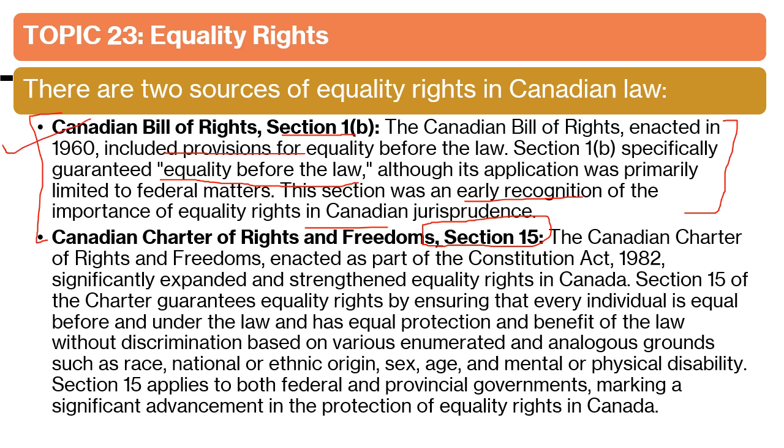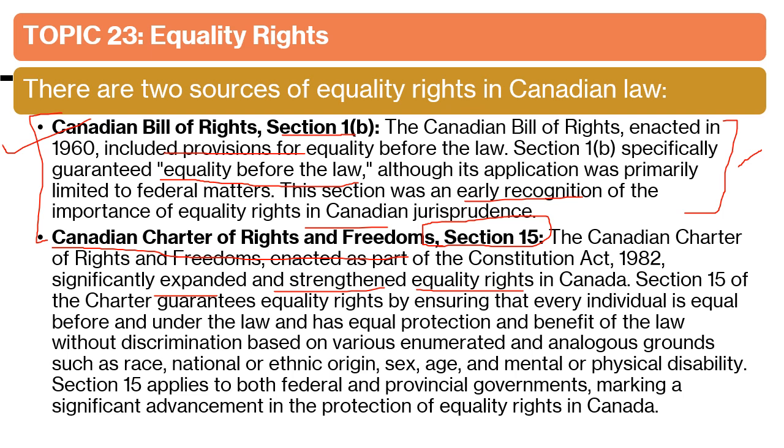But now, since we have a detailed, full-fledged provision under the Canadian Charter of Rights and Freedoms, section 15, we go by this. In an examination, you can give reference to the Bill of Rights section in one line, but for detailed analysis you have to go only for section 15. The Charter, enacted as part of the Constitution Act 1982, significantly expanded and strengthened equality rights in Canada, because under section 1B we had only equality before law, but under section 15 we have a few other equalities as well that are recognized.